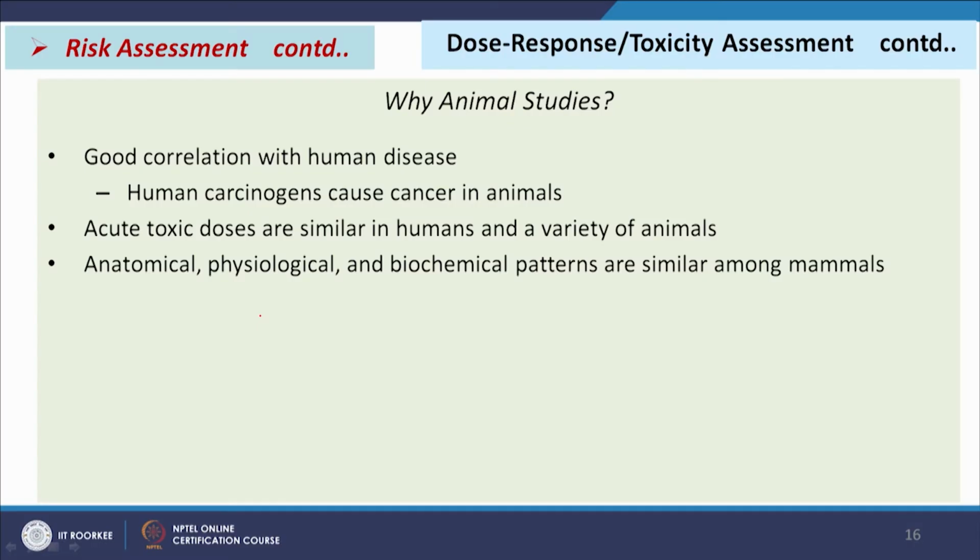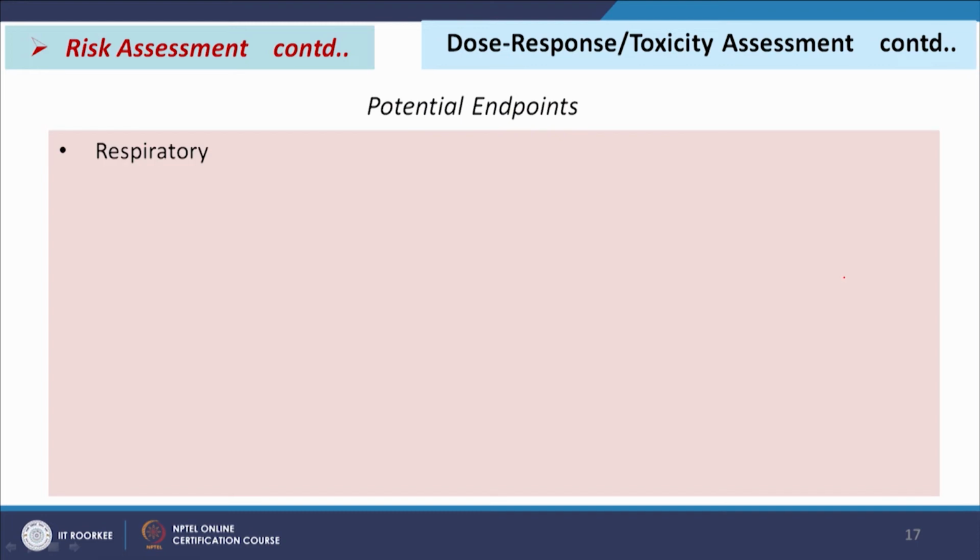Now, why is animal study considered before administering the drug or the toxic element into the human body? Because there is good correlation with human disease: human carcinogens cause cancers in animals as well, acute toxic doses are similar in humans and a variety of animals, and anatomical, physiological and biochemical patterns are similar among animals, accepted by the scientific community. So, that is why the animal studies are taken first.